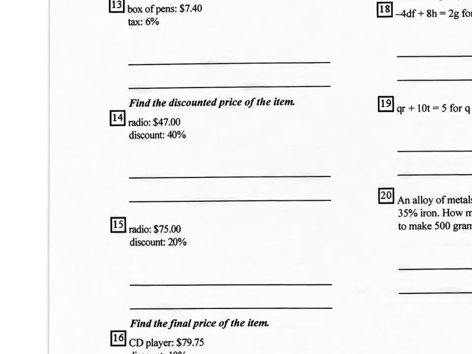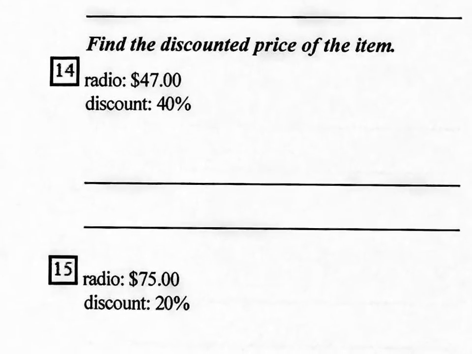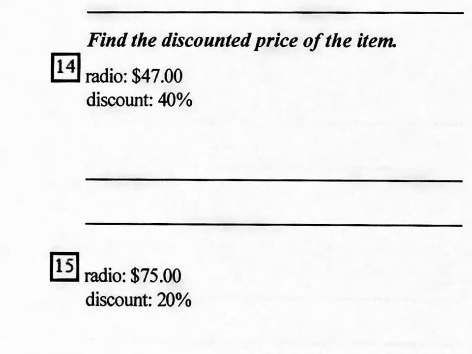Now, check this one out. People got confused with this one on the last quiz that we had. It says find the discounted price of the item. Okay, so you want the discounted price, not the discount itself. You want the discounted price.